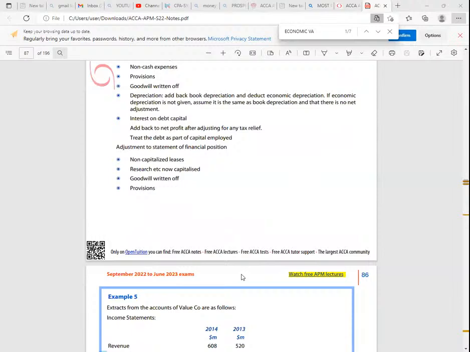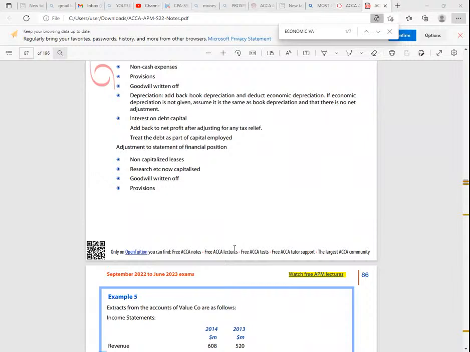Adjustments to the statement of financial position, for the students who were in my last class: we said that any non-capitalized leases have to be capitalized. Research, etc., now has to be capitalized. Any goodwill that was written off in previous years has to be written back. Right? Provisions, ladies and gentlemen, you have to take them back to the balance sheet. And then they are giving us a good example. Let me go through the charts first of all.